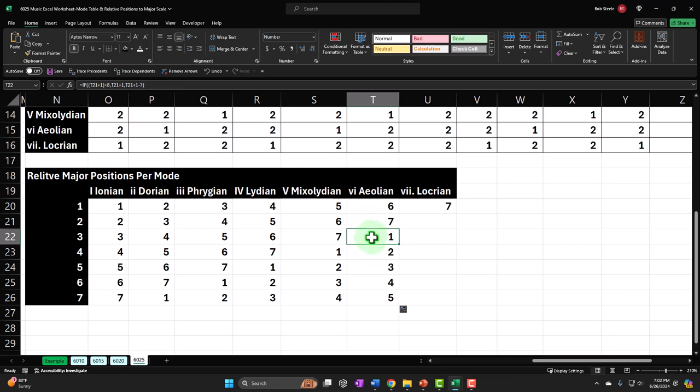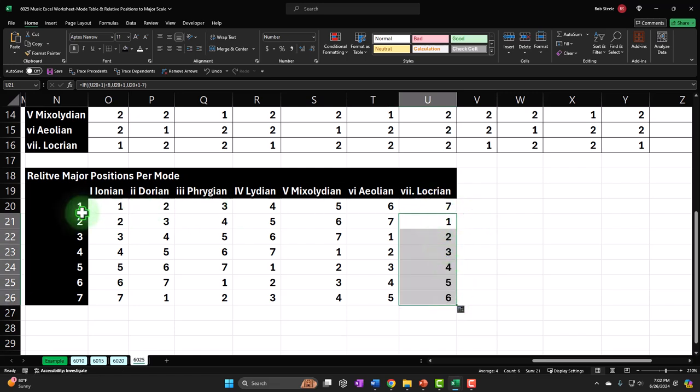And that will give us the relative major. Then, all right, let's do the next one. I'll copy this one off, the Locrian, and we'll copy this one down. So the one of the Locrian is the seventh of the major, and the two of the Locrian is equivalent to the one of the major or Aeolian.